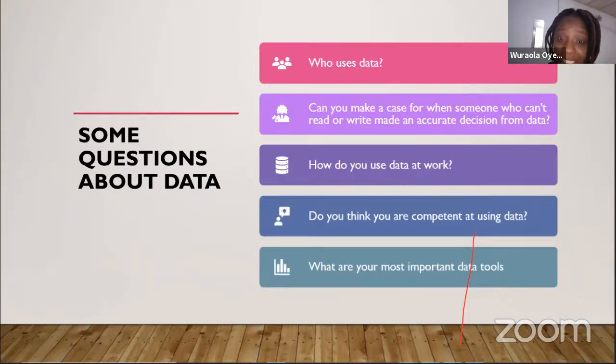I ask people this a lot. Sometimes I don't get answers back. So these are some questions to lay a foundation about what data science and data analytics is. I'm trying to move to the next page.